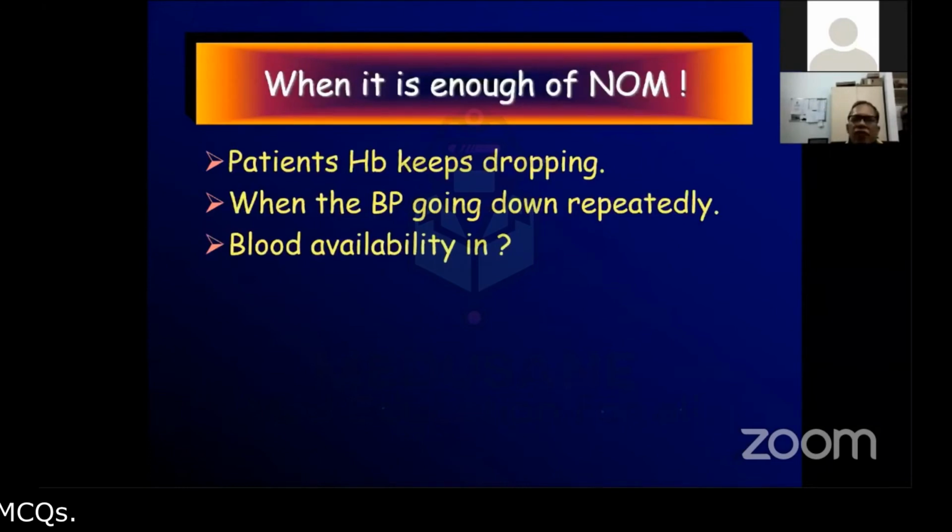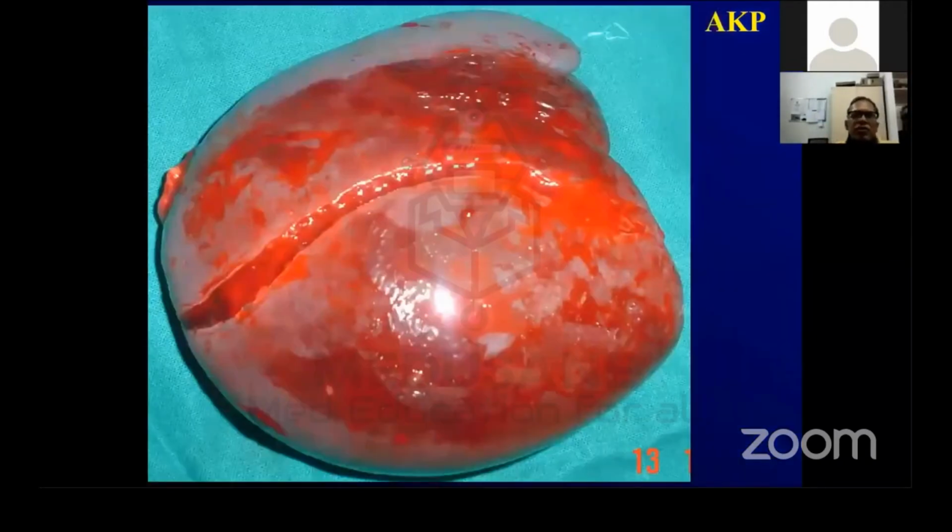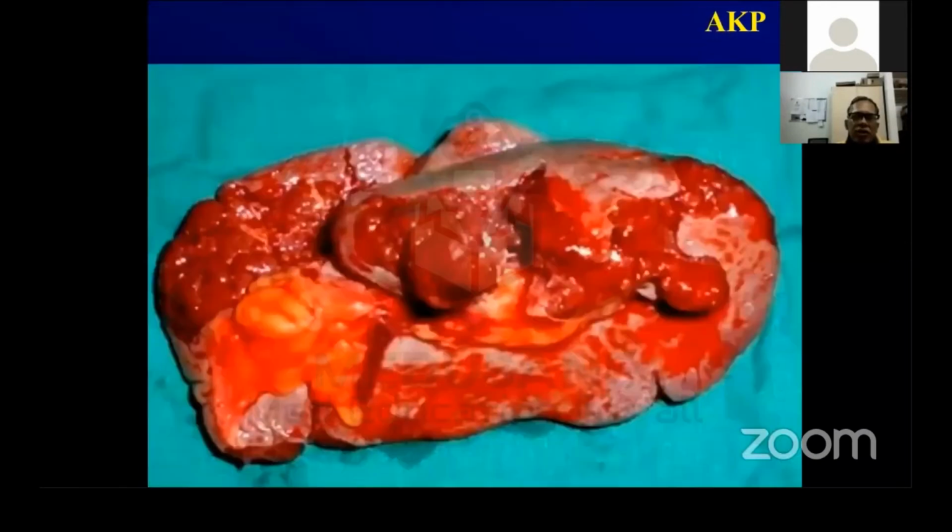Non-operative management is enough unless the hemoglobin keeps dropping, the patient's BP comes down again and again, or blood availability is doubtful in rare blood groups; then I think it is better to time to open up. This is one case which I failed to manage conservatively. At 48 hours I opened up, and you can see the large tear in the spleen. See the specimen, the large tear, and bleeding is continuing. You can see the bright red blood which is coming out. Another case where you manage with splenectomy.